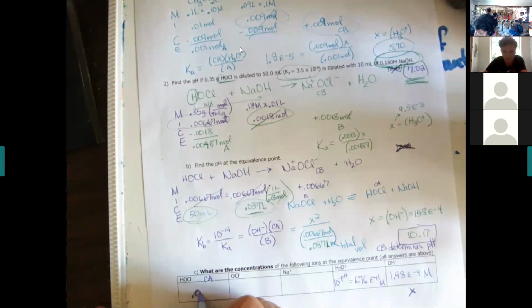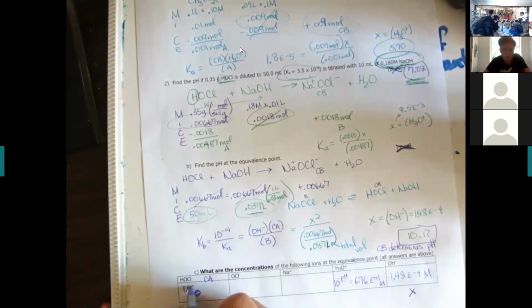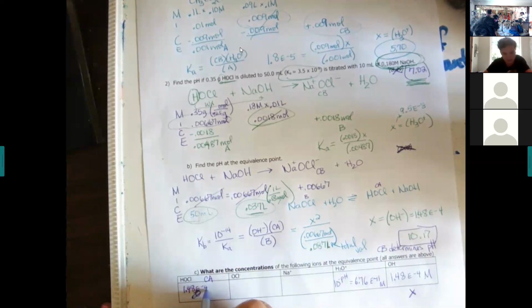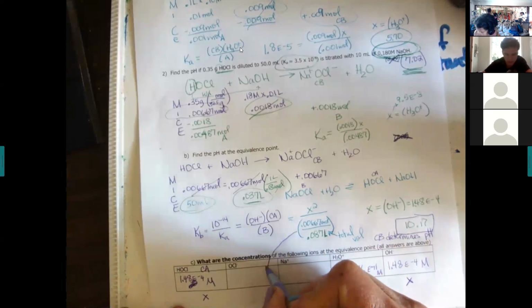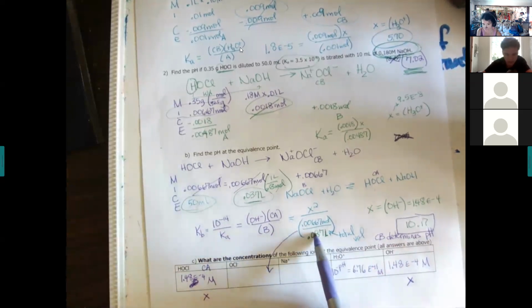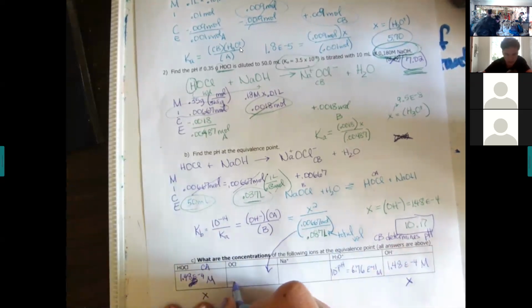Oh, I'm sorry. I'm taking a step ahead. That would be our 1.48 e to negative 4. I was on to the next question. So this is X. My conjugate acid and my hydroxide are X. All right, so the OCl, that's this guy. This is going to come down here. The 0.0767 molar, whatever that is, I just punched it in.